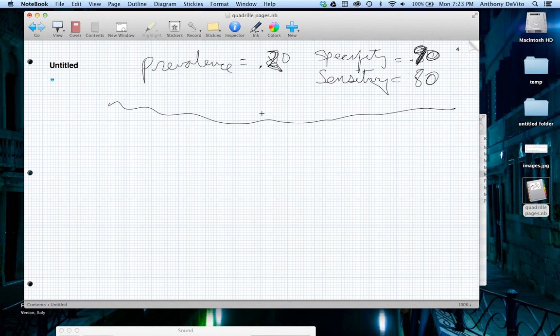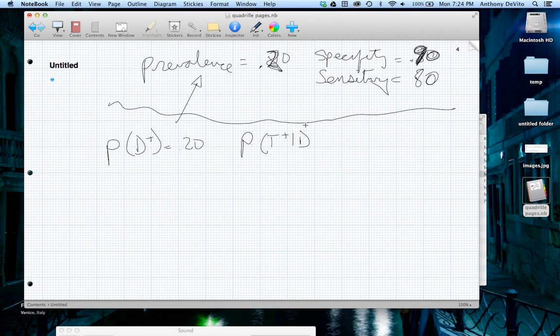Okay, so let's take a look at a couple of ways that I could describe this. So the prevalence is 20%. What's another way of saying the prevalence is 20%? Another way of saying the probability of having the disease, being disease positive, is equal to 0.20. That's the same thing as saying prevalence. Okay, so now the probability of testing positive, given that you have the disease, what is that going to be? That's the sensitivity. That's going to be 0.80.